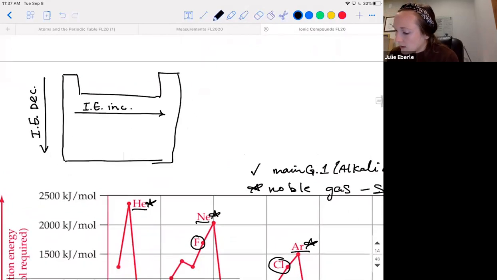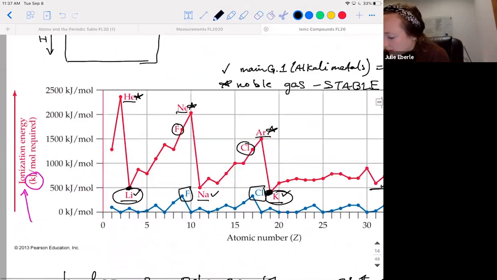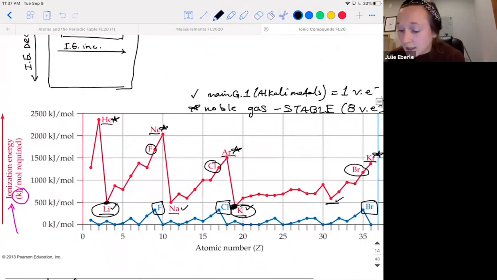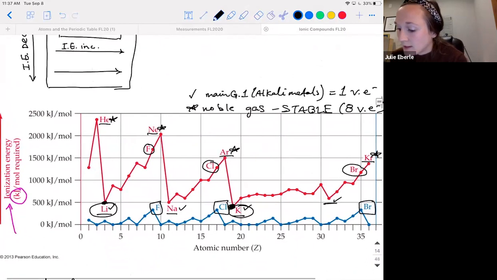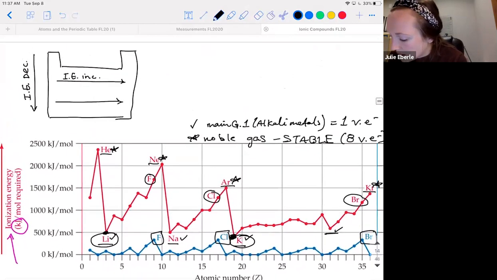Okay. As you go across the periodic table towards the halogens, we said they have the highest electron affinities. They want an electron the most. So that means as you go from left to right, electron, I'm going to abbreviate EA, electron affinity increases as well.